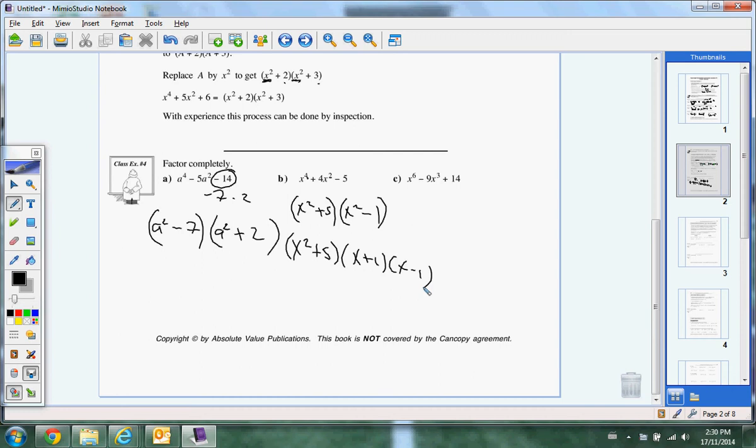Okay, so this one has a 6 and a 3. Is it still 2 to 1? Yeah, so we can still do it. I just know that now I'm going to have an x cubed here. Factors of 14 that add up to 9: -7 and -2, right? And you leave it at that.